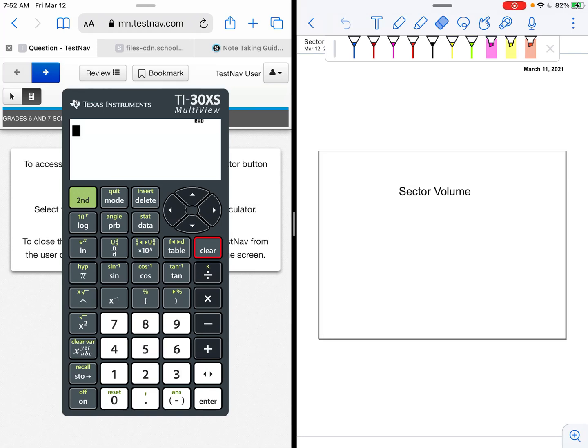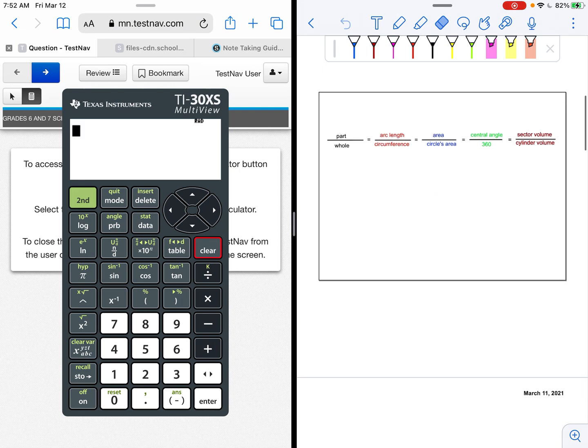This morning we are going to be continuing on with cylinders, but now we're going to be looking at sector volume. So remember, a sector is a fraction of a circle, so we're going to be looking at finding the volume of a fraction of a cylinder. So let's just start with these familiar proportions.